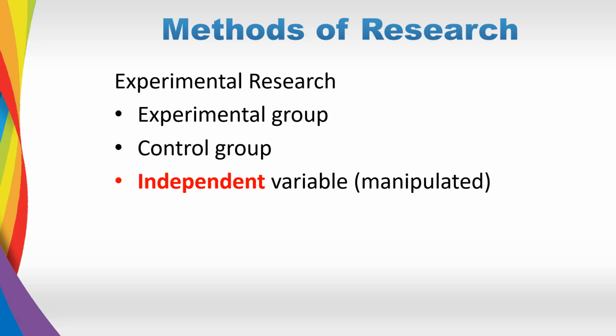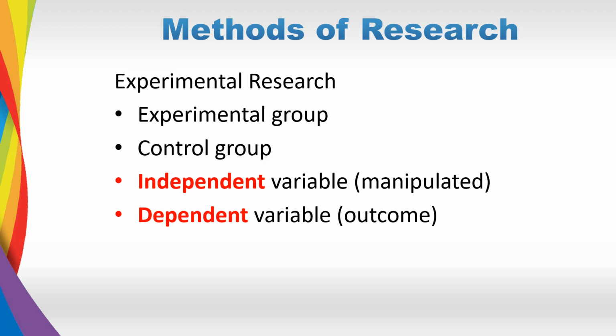We will have variables, right? An independent variable and a dependent variable. The independent variable is the one that you manipulate. In my studying example, we would be manipulating that because we want to see the outcome on grades. The outcome is the dependent variable.